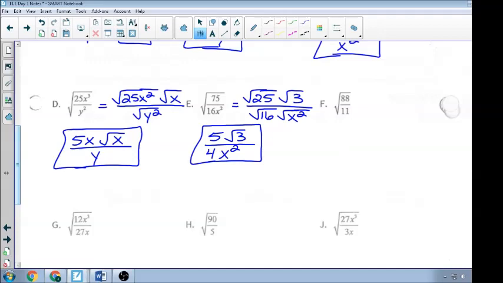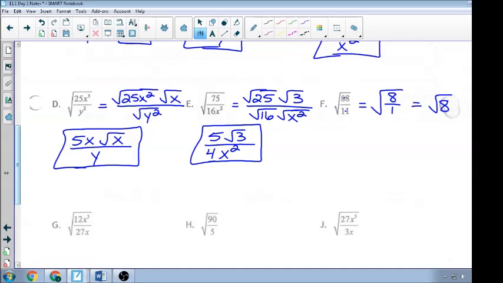On to F. Now F is a little bit of a different animal. What we do not want ever is to have a square root in our denominator. So if I can simplify my numerator and denominator to keep myself from having a square root in the denominator, I will go ahead and do that right away. So what that means is I can take 88 divided by 11, and that gets me the square root of 8. All I did was simplify my fraction. Technically what that would be at this point is the square root of 8 over 1, and as we know, I can just write that as the square root of 8.